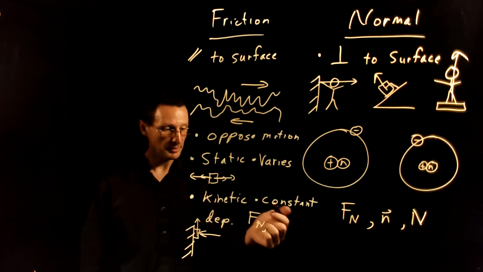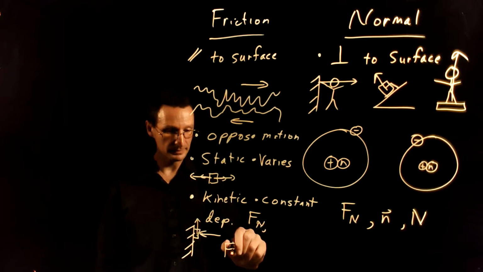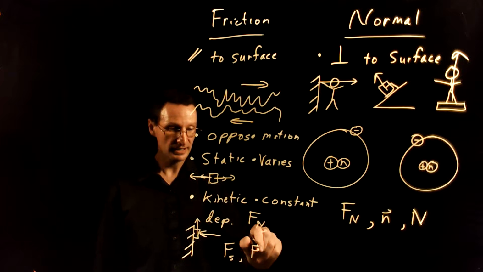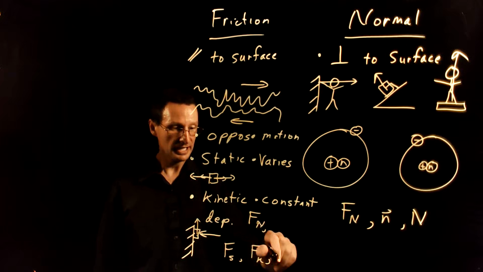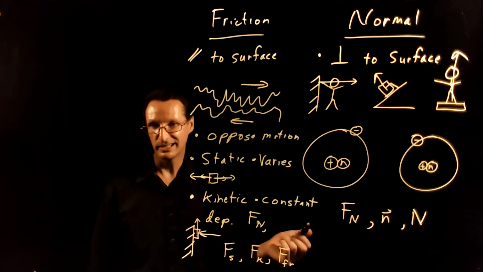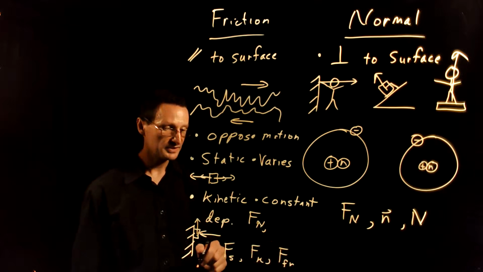Oftentimes we use the symbols Fs for static friction, Fk for kinetic friction, and sometimes you see friction just written like this. All right.